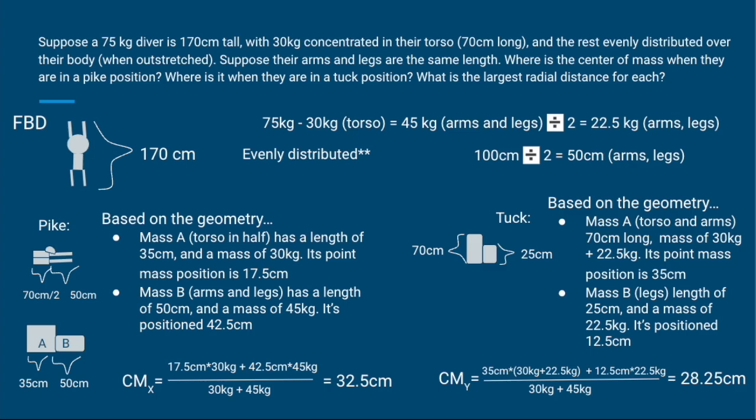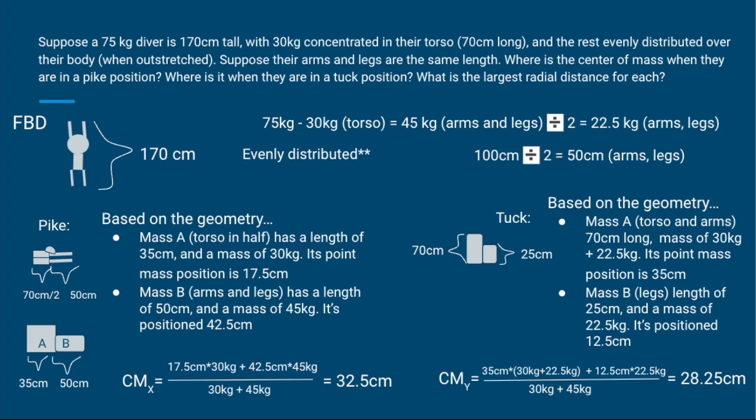First, it is important to note that because the mass is evenly distributed over the length of each leg, arm, and torso, we can calculate the point mass by finding the middle. On the left, we have a figure of the person 170 centimeters tall. Here we have the arms and legs calculated. Then we have the pike position and how we are treating the stacked point mass limbs, labeled A and B.